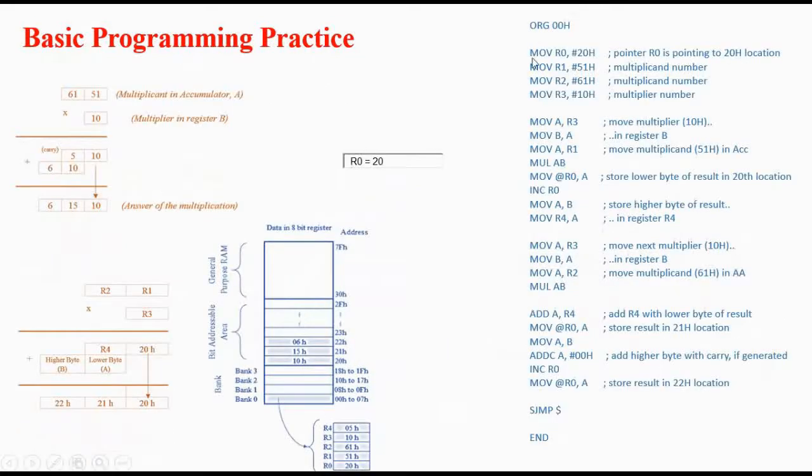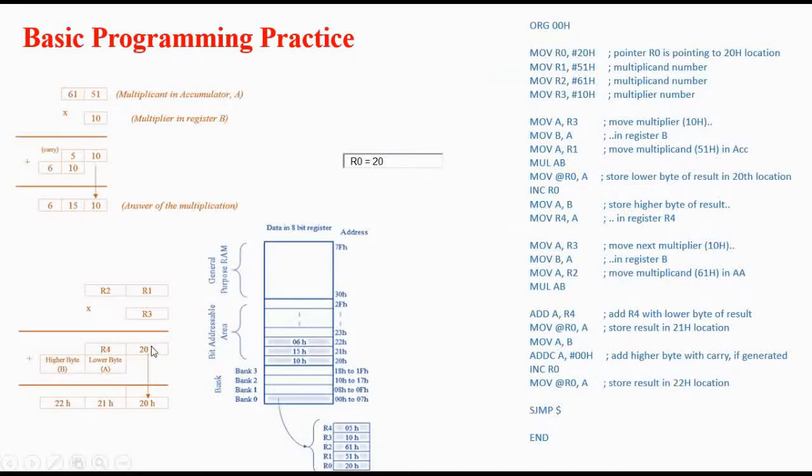Okay, so let's get started with the program. Here again ORG 00H. ORG 00H tells that the program should be kept at the 00 location, so the program's first instruction will start from the 00H location. Then MOV R0, #20H. So we will require the 20H location, this one.